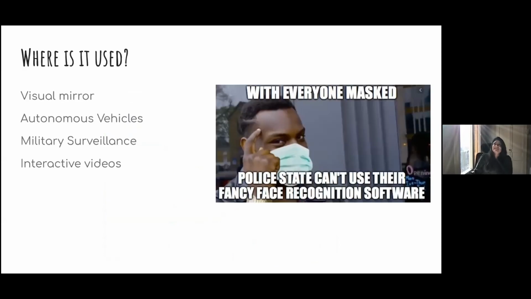And why am I saying all of this? Because where is it used? You might say, yeah, facial expression recognition, but where do you use it? Probably in a visual mirror, vehicles, and also military surveys and interactive videos. So there is a meme also: how are we going to do this facial expression recognition if we are wearing masks?